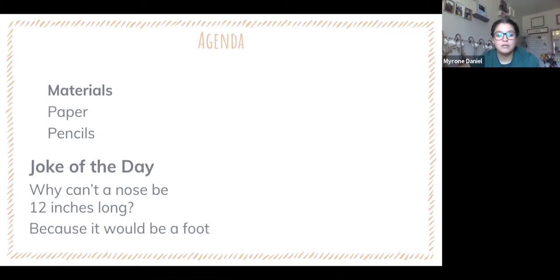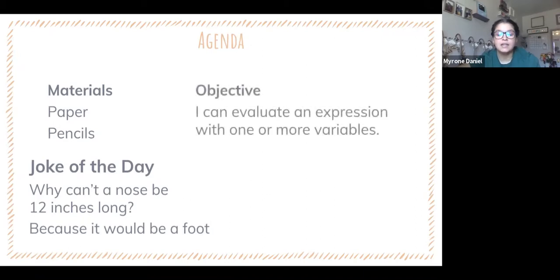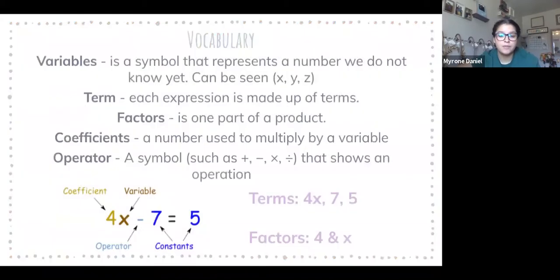And our objective is, I can evaluate an expression with one or more variables. I want you to repeat the objective after me and then we'll get started. I can evaluate an expression with one or more variables. Okay, let's go with our vocabulary.